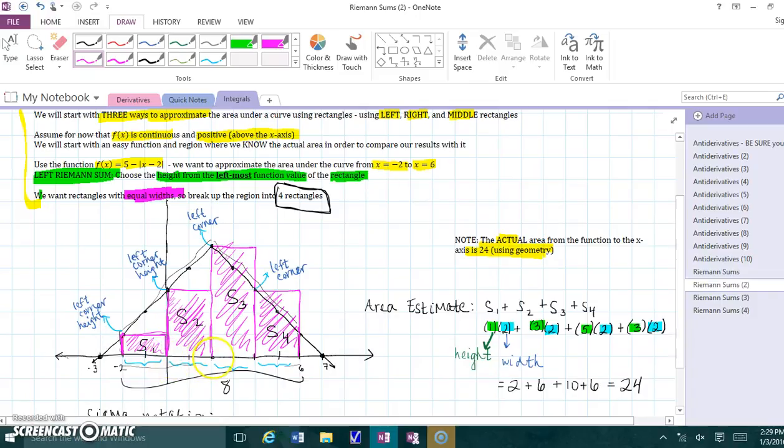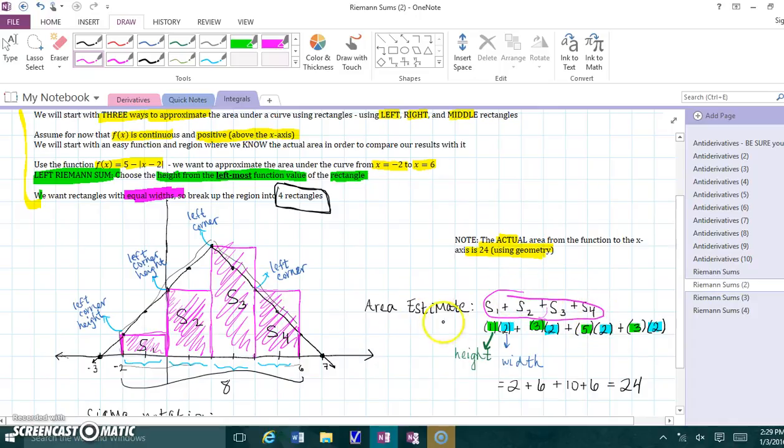Now I'm going from 0 to 2 on the x-axis. So I go on the leftmost part of this rectangle, go up. I hit my function here. So I have a height of 3, height of 5, height of 3. These are my 4 rectangles. I have 4 individual sums, S1, S2, S3, and S4. I have that right here.